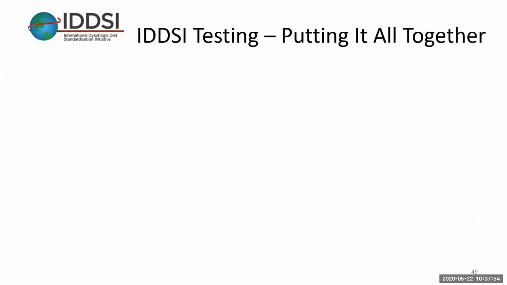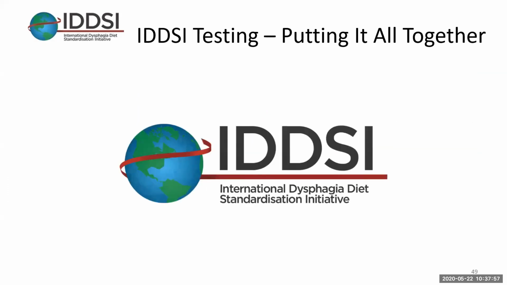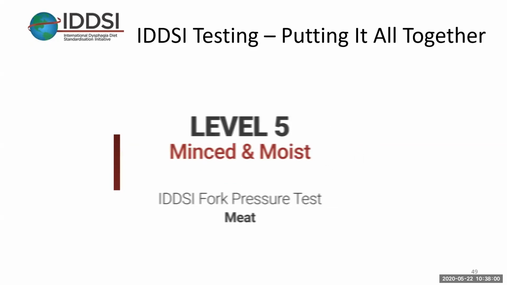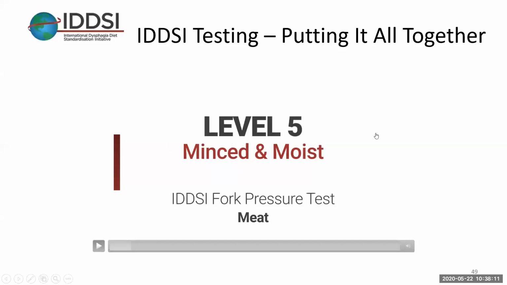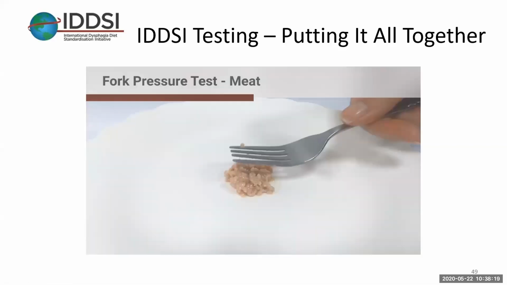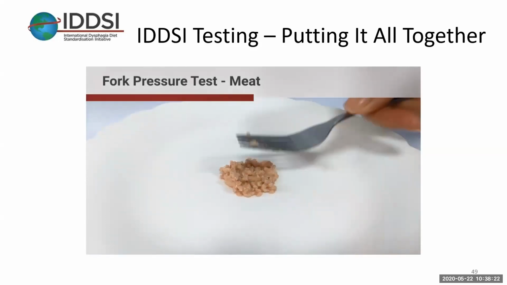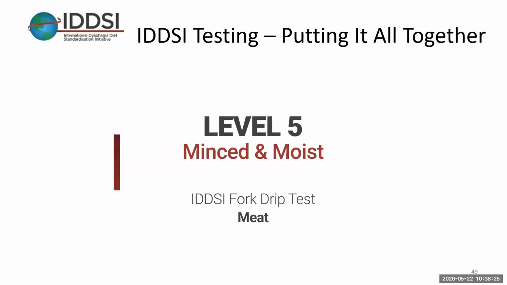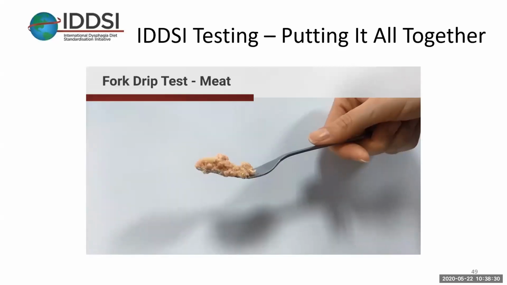So when you put everything together, this is what it looks like. We've got a level 5 meat, and we need to assess it to make sure that it is proper for a level 5, minced and moist. First thing you're going to do is the fork pressure test. And when you press on that, you can see that the particles go right through the tines, so they're small enough and it's not too stiff. And then the next thing you do is pick that scoop of meat up, and you'd see that nothing's dripping out of it, so it's appropriate.